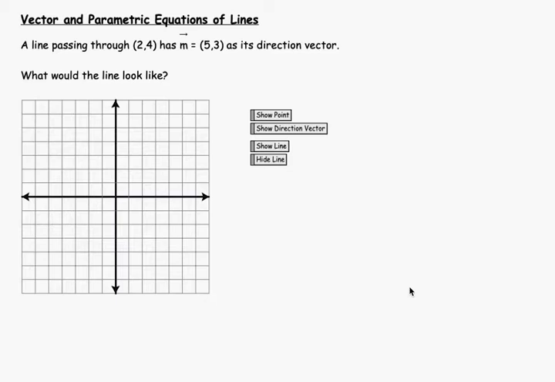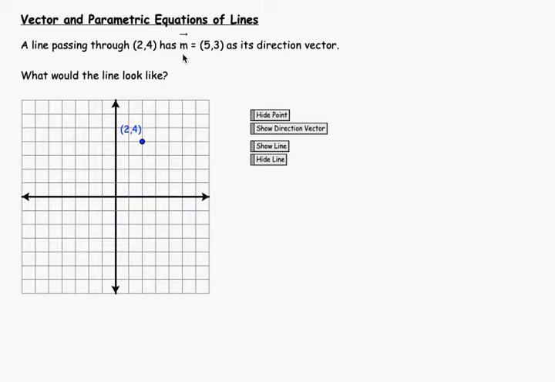So we're going to start with a line that passes through the point (2, 4), and it has a direction vector of (5, 3). What would the line look like? If you have the notes in front of you, I would suggest that you follow along and try to do this on your own. First thing you should do is plot that point. So where's the point (2, 4)? There's the point (2, 4).